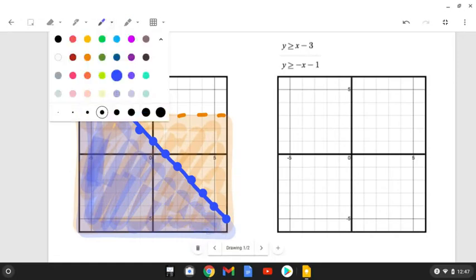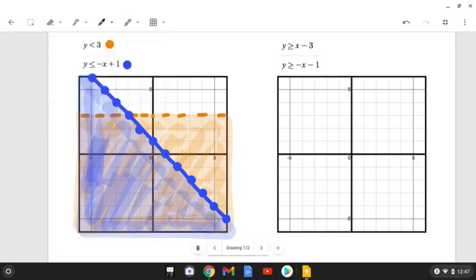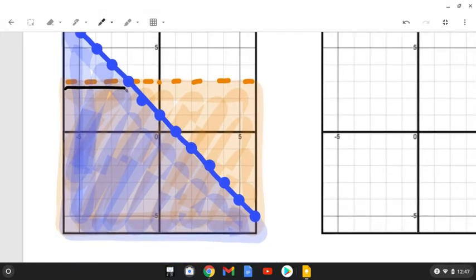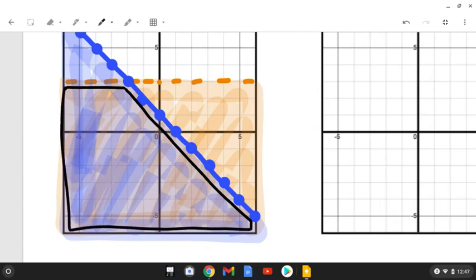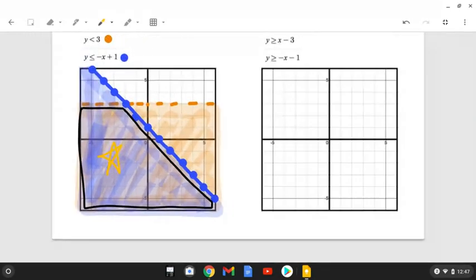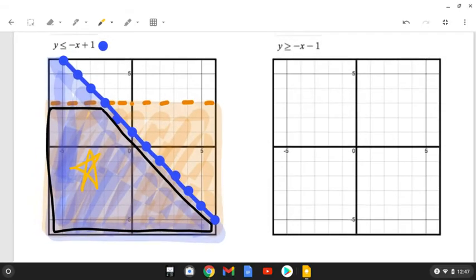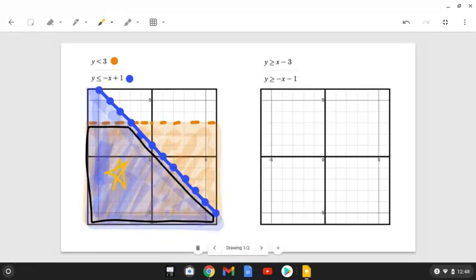There is so much space to cover now where we have our solutions. Remember, it's where they overlap. So all of this area right down here, that's where you would find your solutions. Any one of the ordered pairs in that space. Once again, I'm going to put that yellow star because that's where we have both blue and orange. It has to be where there's both blue and orange.